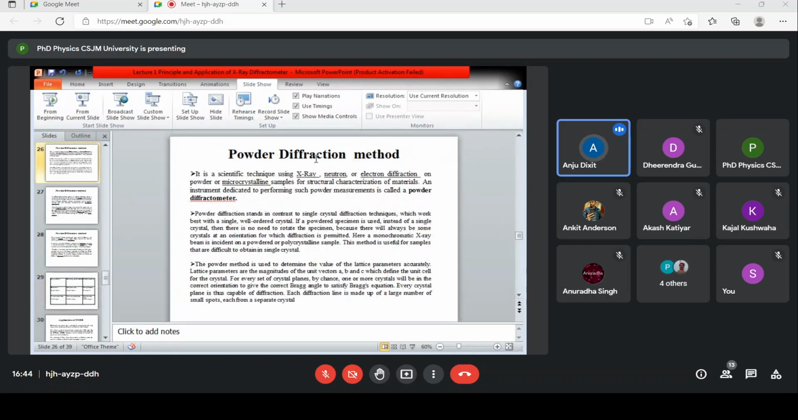फिर आपका थर्ड मेथड है दैट इज पाउडर डिफ्रैक्शन मेथड, जो कि सबसे ज्यादा वाइडली यूज किया जाता है. इससे हम पॉलीक्रिस्टाइन मटेरियल्स का एक्स-रे डिफ्रैक्शन को जानने के लिए इस मेथड को यूज करते हैं. सो इट इज अ साइंटिफिक टेक्निक यूजिंग एक्स-रे, न्यूट्रॉन, इलेक्ट्रॉन डिफ्रैक्शन ऑन अ powder or microcrystalline samples for structural characterization of materials. An instrument dedicated to performing such powder measurement is called a powder diffractometer.